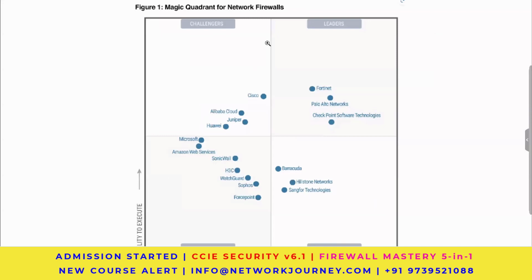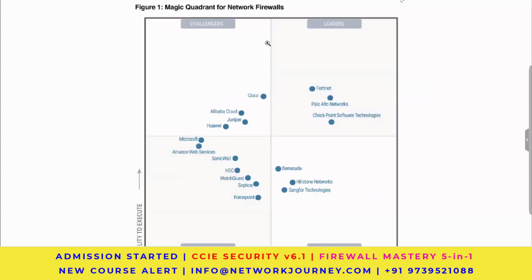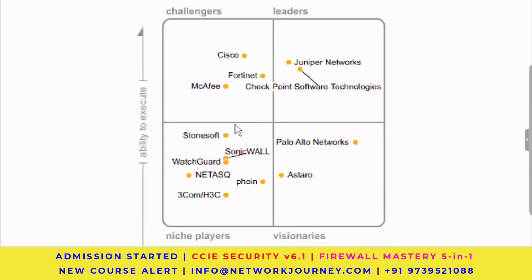So if we start from, let's say, 10 years back, the companies that were ruling network security, especially network firewalls. Okay, 2010. So now it's 2023, so it's like a 13 years old report. You will see that Juniper and Checkpoint were part of the leaders, and Cisco, FortiGate, McAfee were part of the challengers. And where was Palo Alto? Palo Alto was in visionaries, right?